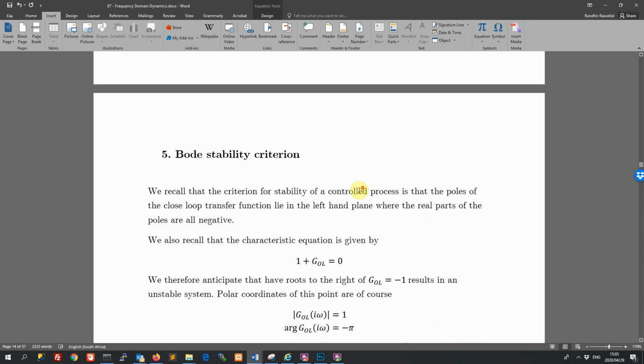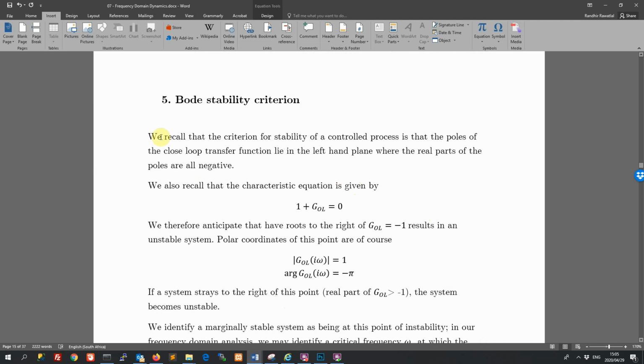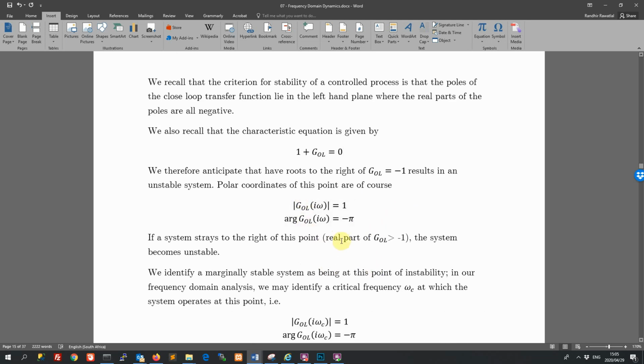Once more, we have said all this. The Bode stability criterion: we know that the poles of the closed loop transfer function are at the roots of 1 plus the open loop transfer function. So the point -1, 0 is the critical one for us. And in terms of polar coordinates, that's the point where the magnitude is 1 and the angle is -pi.